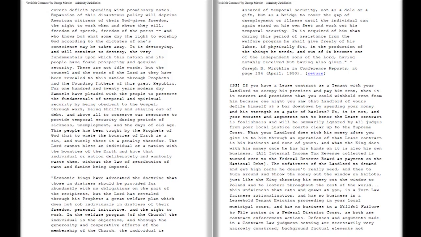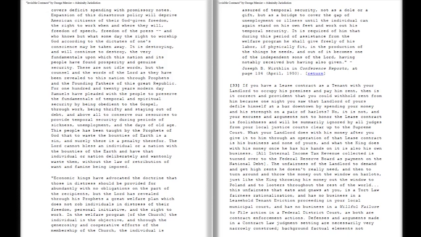Return 33. If you have a lease contract as a tenant with your landlord to occupy his premises and pay him rent, then is it correct and provident that you could withhold rent from him because one night you saw that landlord of yours defile himself at a bar downtown by spending your money and his strength on a pair of harlots? No, it is not, and your excuses and arguments not to honor the lease contract is foolishness and will be summarily ignored by all judges, from your local justice courts clear up to the Supreme Court.